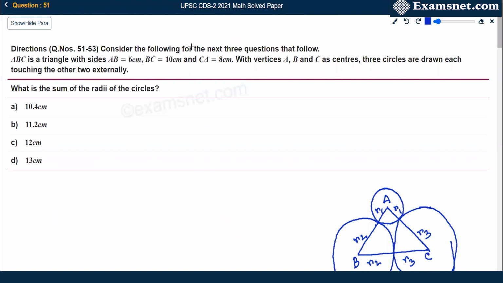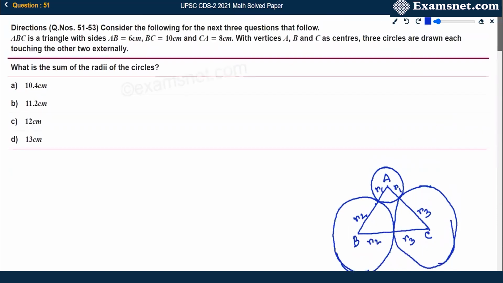In question number 51, consider the following for the next three questions that follow. ABC is a triangle with sides AB equals 6 centimeter, BC equals 10 centimeter, and CA equals 8 centimeter. I have already drawn the figure.